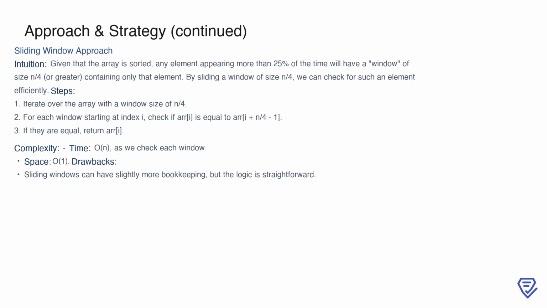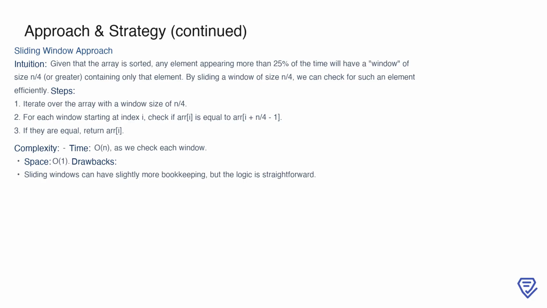Another approach we can explore is the sliding window method. The sorted nature of the array allows us to use a window of size n/4, where n is the total number of elements in the array. The key insight here is that any element appearing more than 25% of the time will occupy a contiguous window of size n/4 or larger.